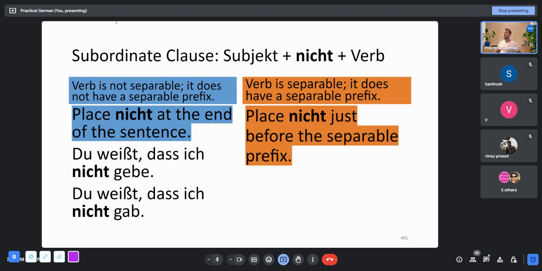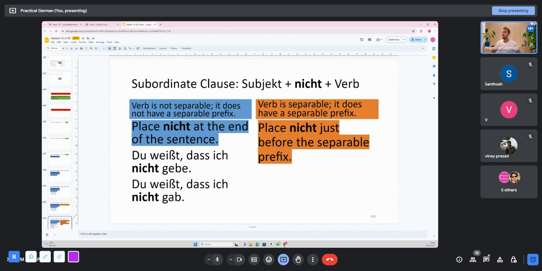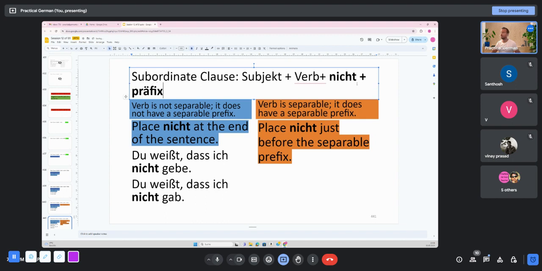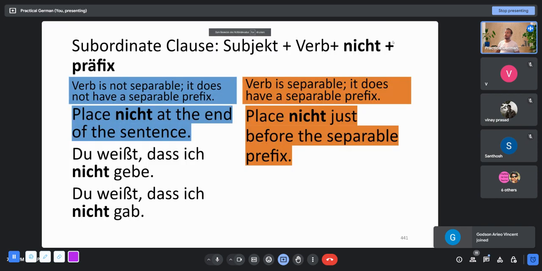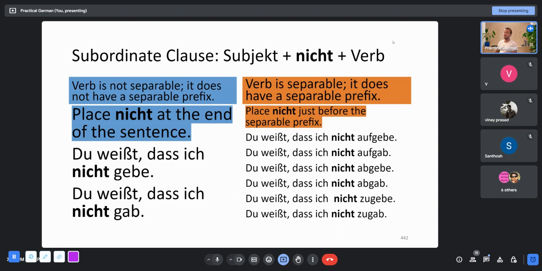Yeah, apologies for this. The heading is wrong. It should be subject, verb, nicht, and then the prefix. Let me just correct it right away so that it does not confuse you further. So the verb is separable. That means it has a prefix which is separable. What you do, you place nicht just before the prefix after the verb. Here are some examples. Santosh, do you mind reading?